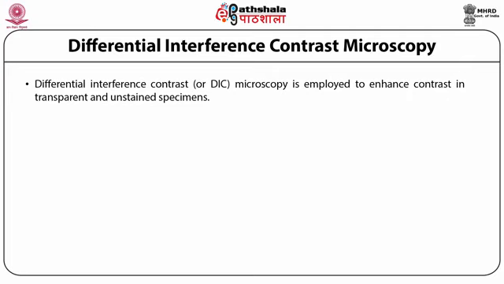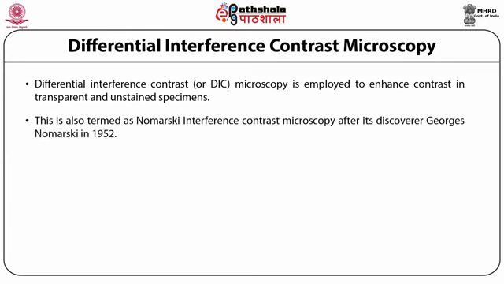Now students, let us study about the differential interference contrast microscopy. The differential interference contrast, or DIC, microscopy is employed to enhance contrast in transparent and unstained specimens. The principle of interferometer is used in DIC to obtain information of the optical path length of a specimen and its invisible characteristics. This is also termed as Nomarski interference contrast microscopy after its discoverer Georges Nomarski in 1952.